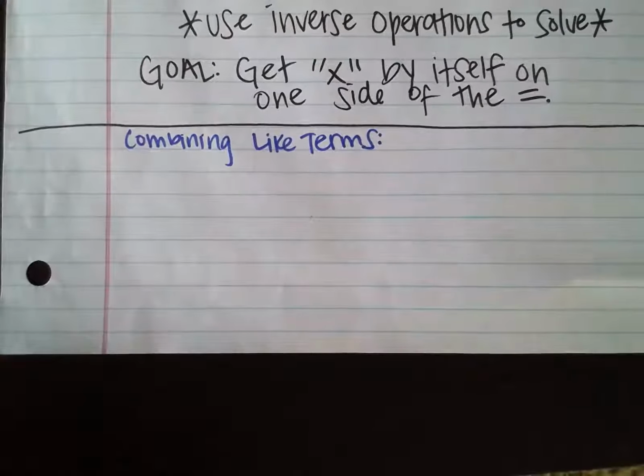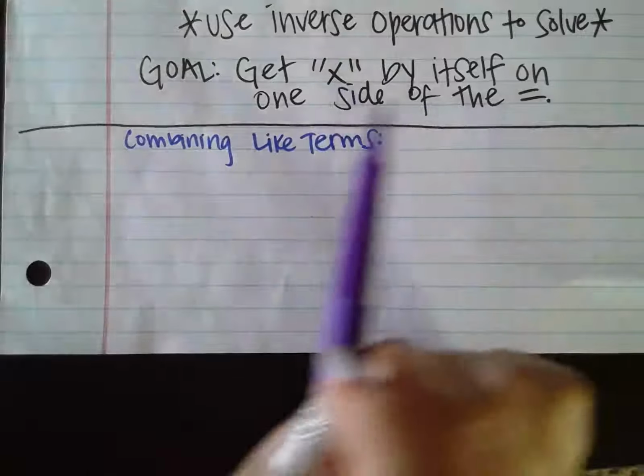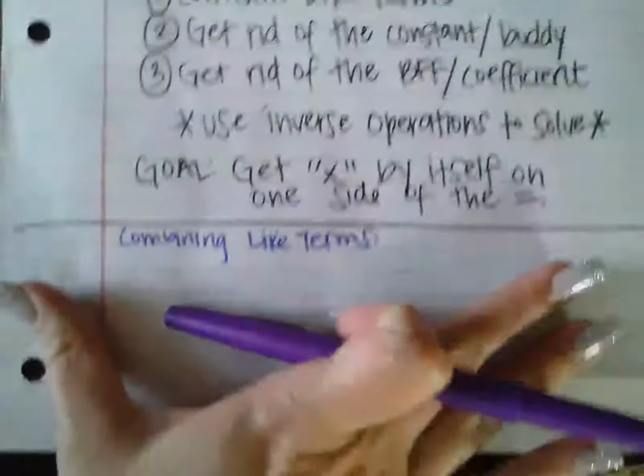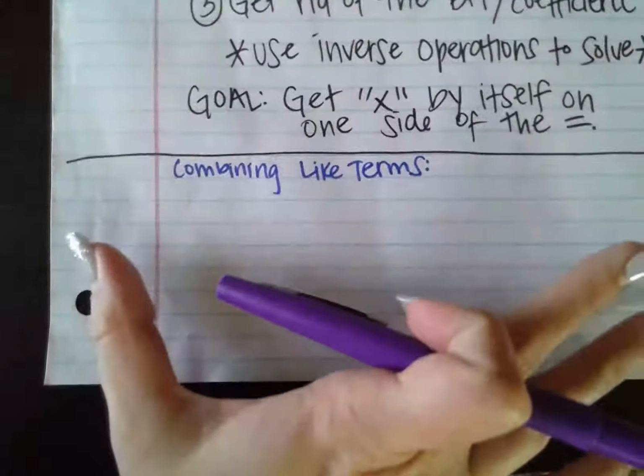Hi guys. So in this video, and I promise it will be in one video, we are going to talk about combining like terms. So when we solve equations, our goal is to get x by itself on one side of the equal sign. So we're going to take these notes beneath where you did the parts of an equation. I'm going to go over three examples to show you.